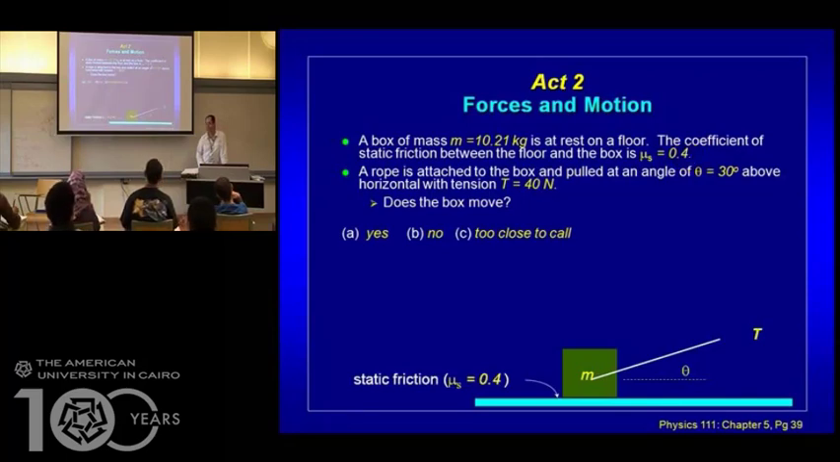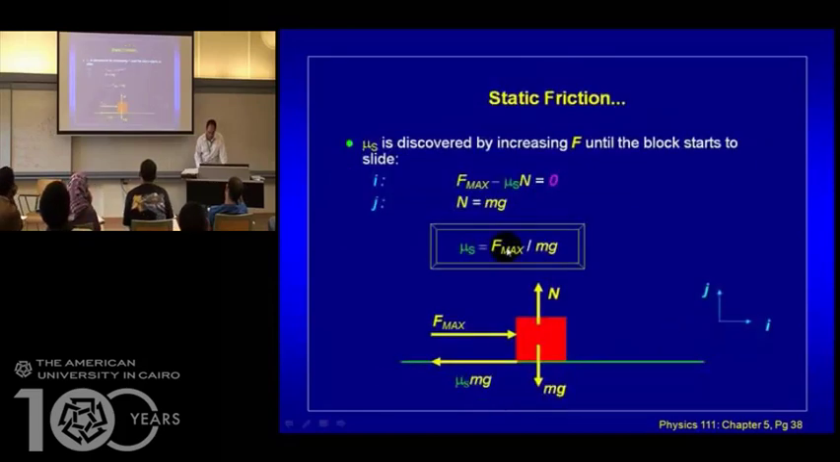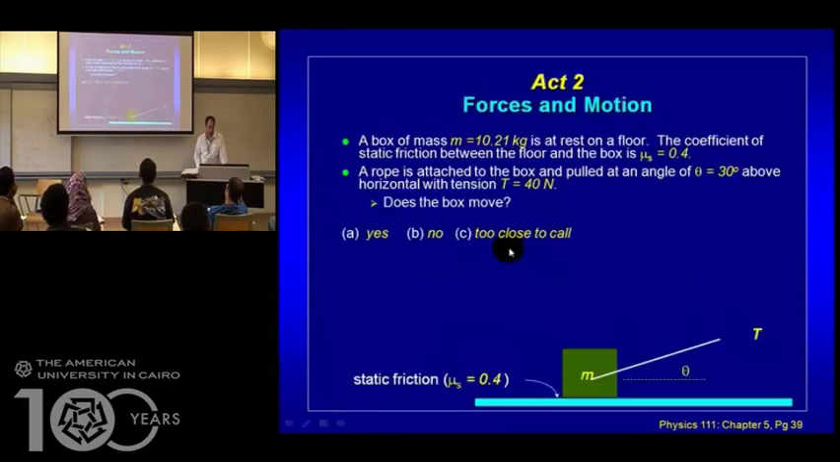Thank you. So I have only two people in class who know what they are doing. Friction force does not have units. So if I say Newton, then that's something wrong. Mu s equal to 0.4 and it's unitless. A rope is attached to the box and pulled at an angle theta equal to 30 degrees above the horizontal with the tension T equal to 40. So we know the tension. Does the box move? Yes? No? Actually, we cannot tell.